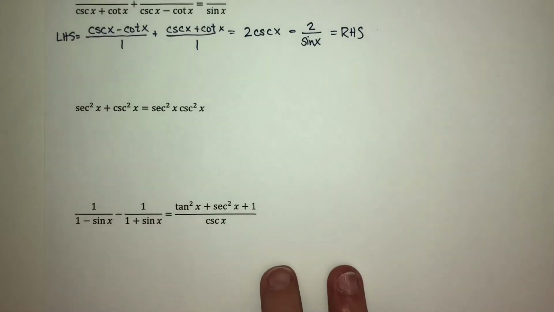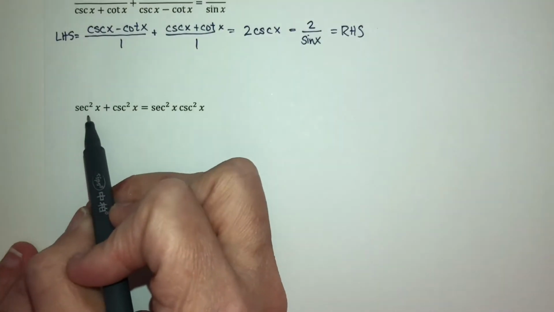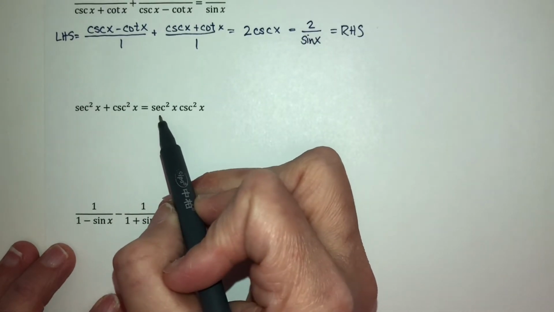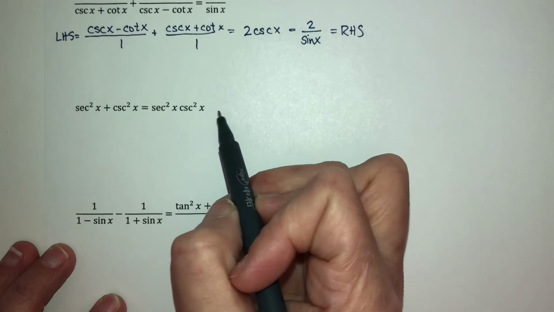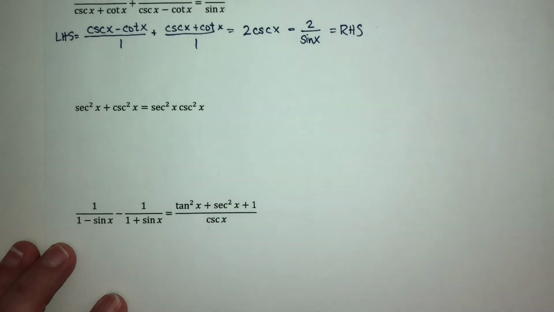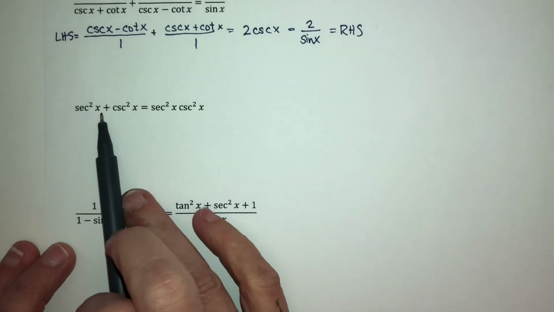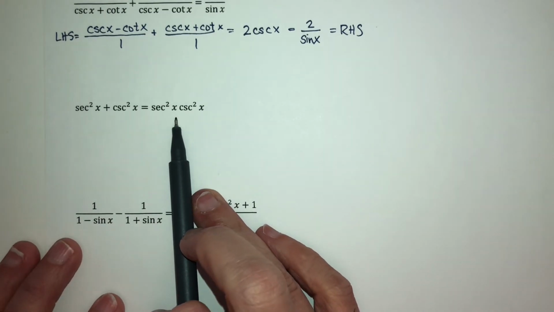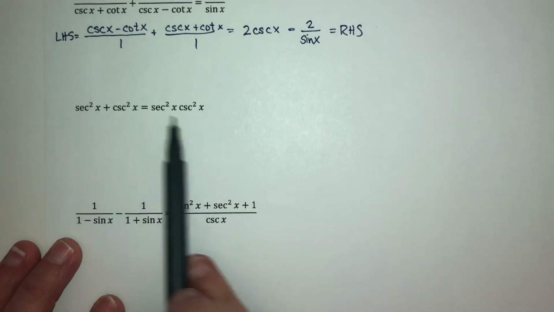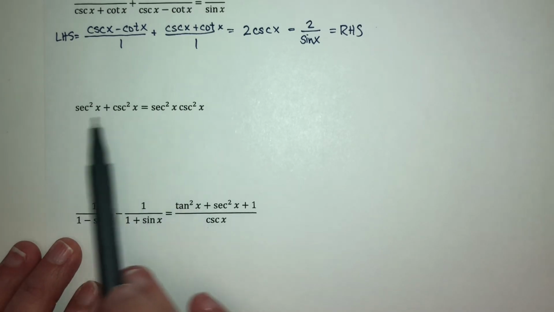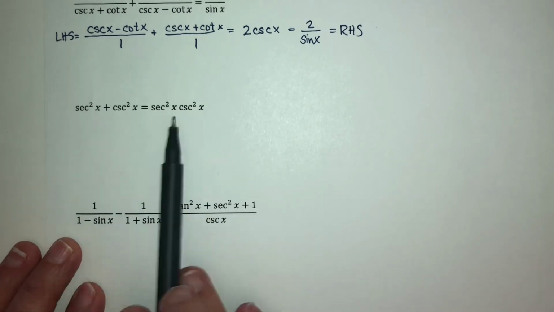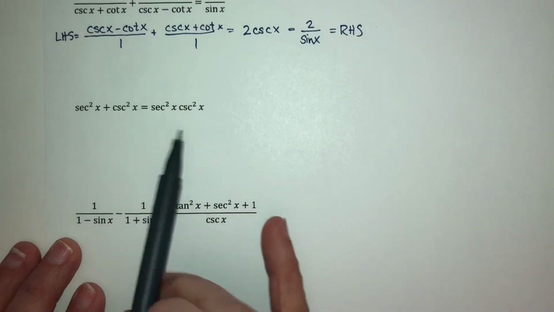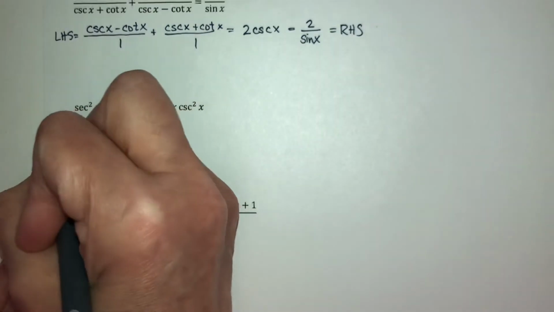Okay, so let's show this one. Secant squared x plus cosecant squared x is equal to secant squared x times cosecant squared x. So basically, this one seems a little bit odd at first because it says adding them is the same thing as multiplying them. And with secants and cosecants, they don't go together in any Pythagorean identity. So I'm going to change these into sines and cosines and see what happens.